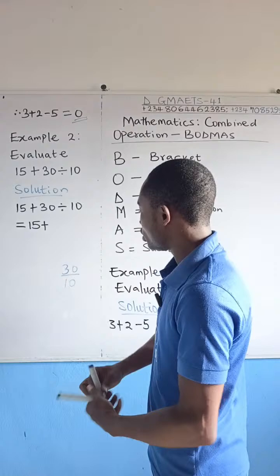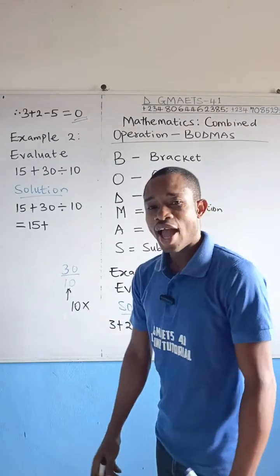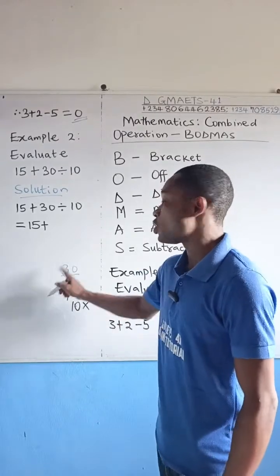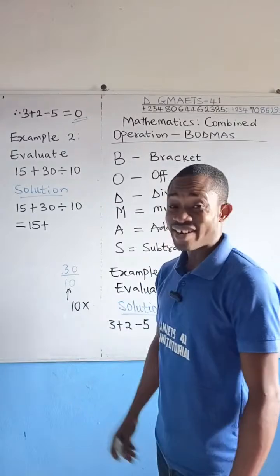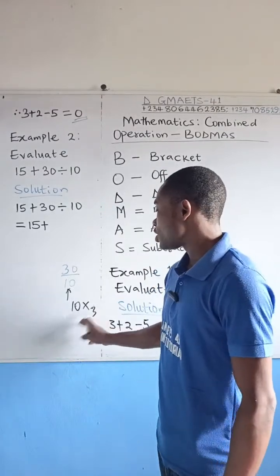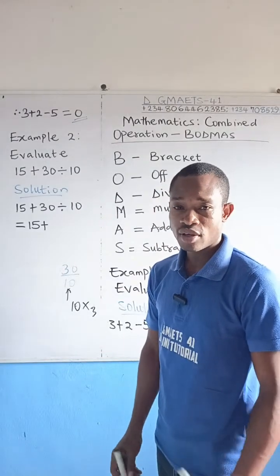All you have to do is go to the 10 times table. Then ask yourself, 10 times which number will give you 30? That is 10 times 3. 10 times 3 will give you 30. It means that 30 divided by 10 is equal to 3.